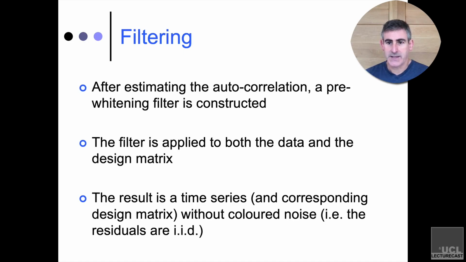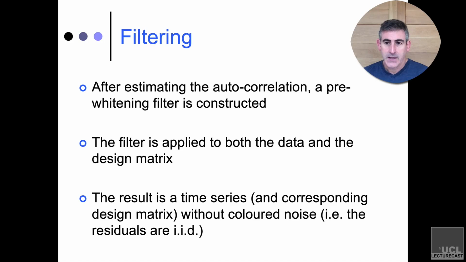After you've estimated the autocorrelation structure, what you're going to do is apply a filter which is going to try to remove that estimated temporal autocorrelation, leaving your data white. That is IID, independent and identically distributed.